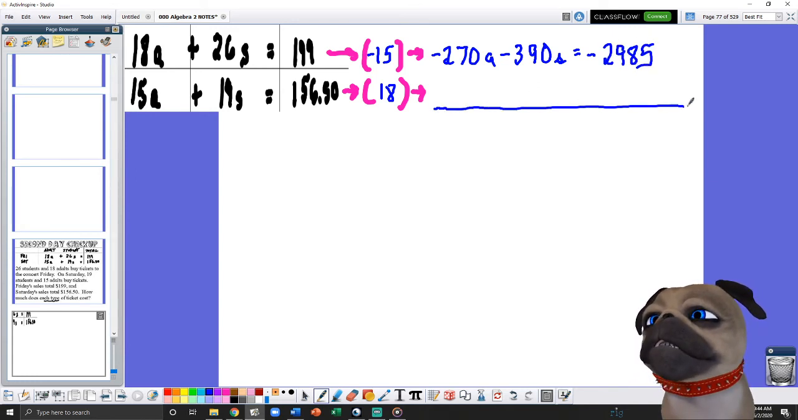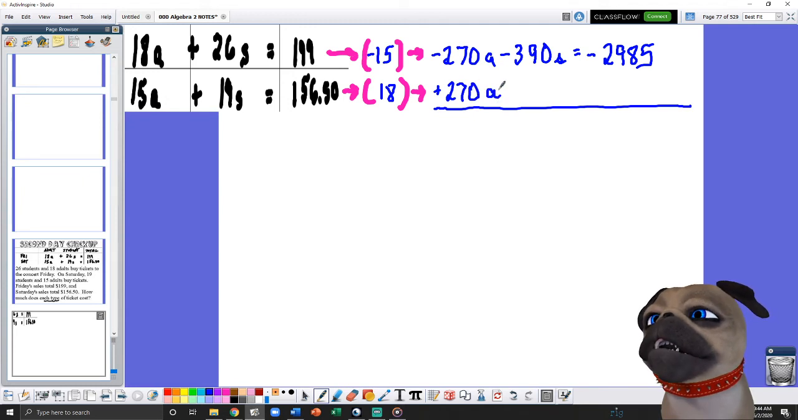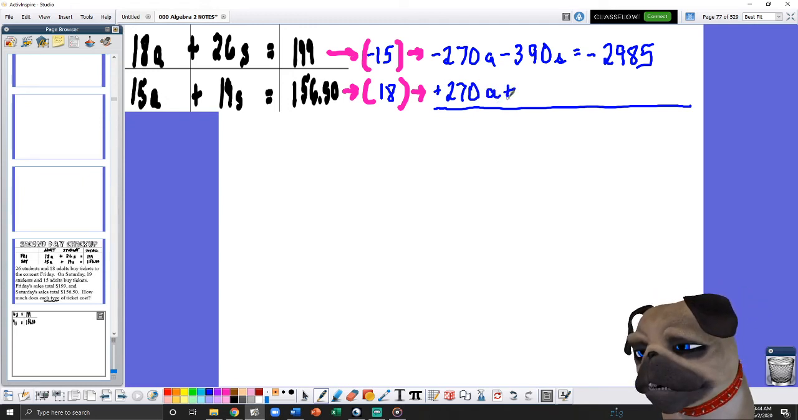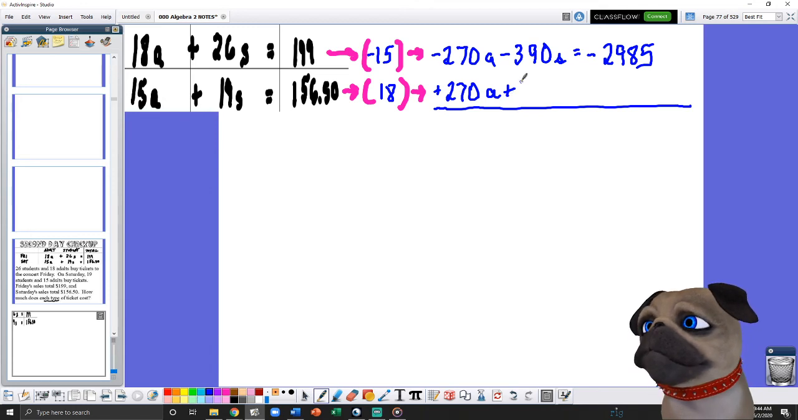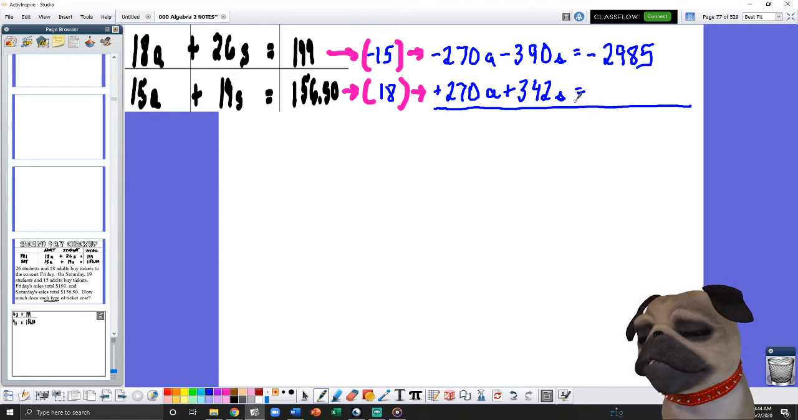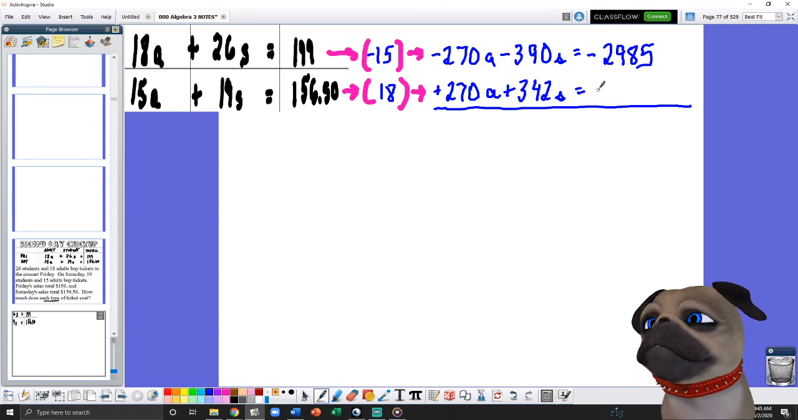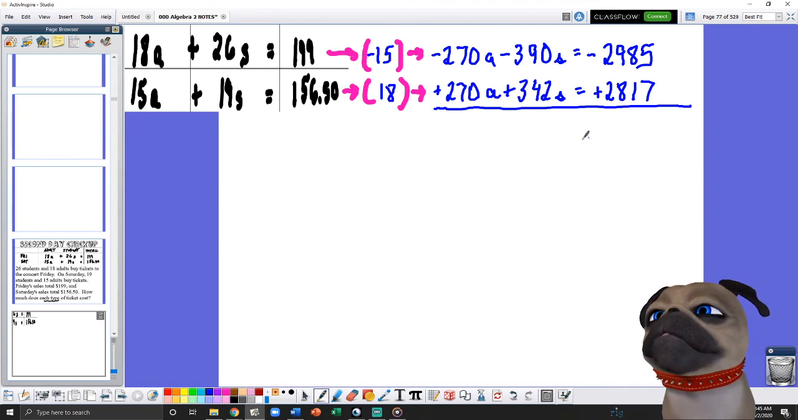See, in real life, numbers are not always this pretty. 18 times 15 gives me positive 270. 18 times 19, of course, is 342. And again, there's my cursive S. And now 156.50 times 18 gives me 2817. Alright, that's beautiful, isn't it?